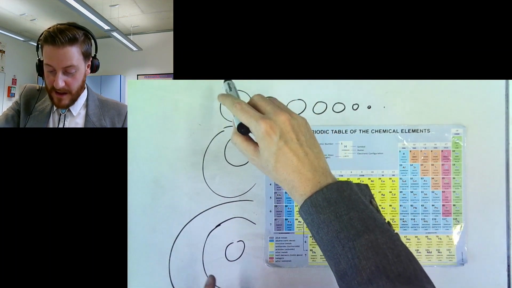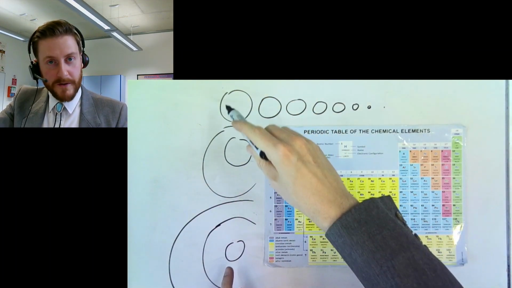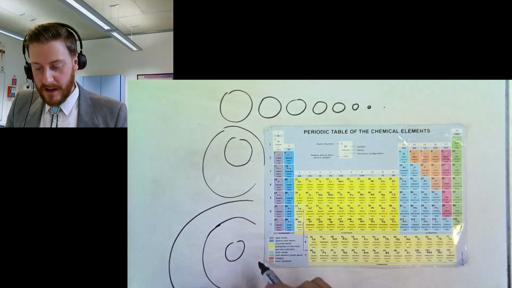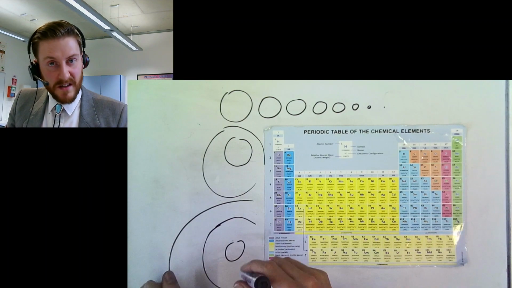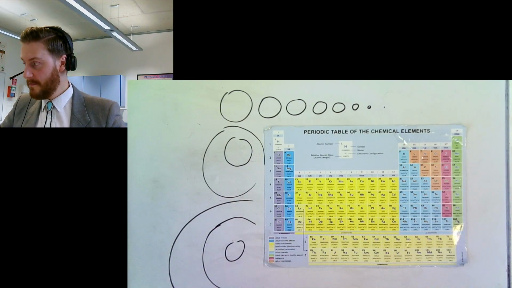So the trend is as the size, my atomic radius, how big the thing is, increases as I go down, and its electronegativity is decreasing. How much it wants electrons is getting less and less the bigger it is.